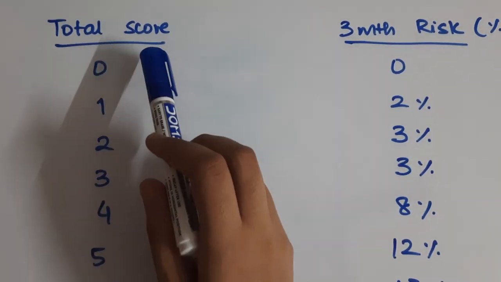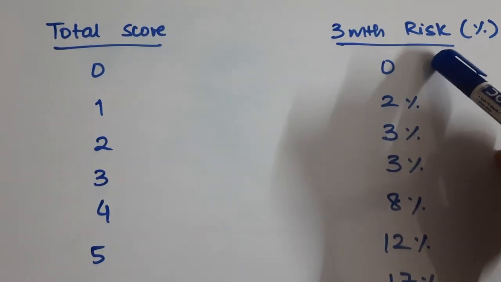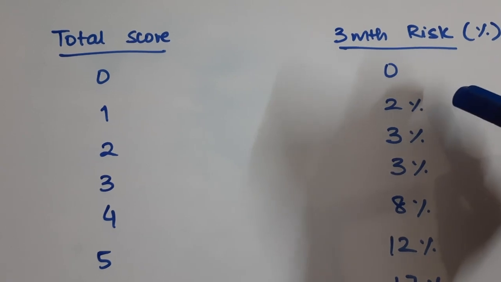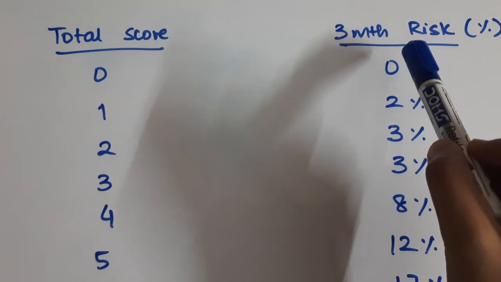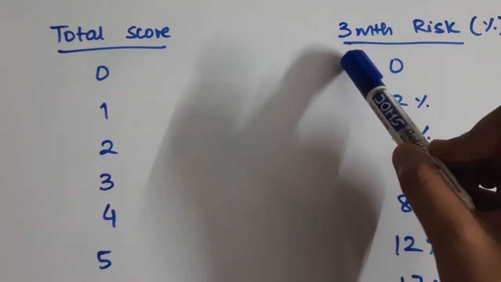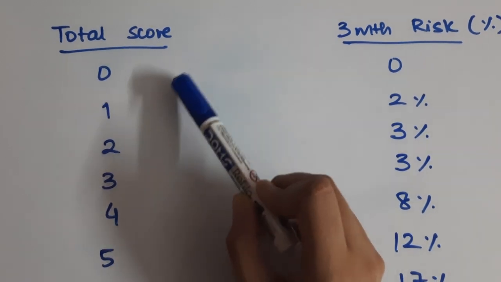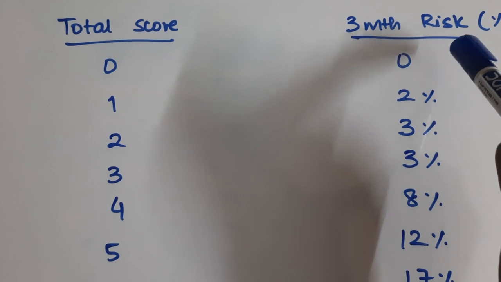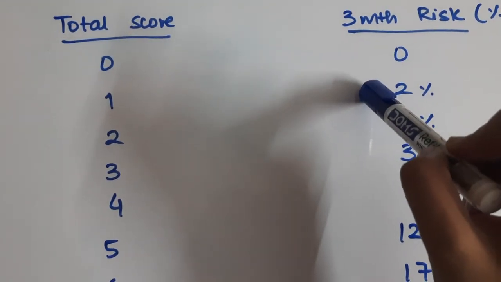Based on the total score we calculated, according to the above factors, we can calculate the 3-month risk percentage of developing stroke in that patient. So depending on the score, we can see the percentage of risk of developing stroke after 3 months. If the total score was 0, then there is a 0% risk of developing stroke. If the total score was 1, then there's a 2% chance.